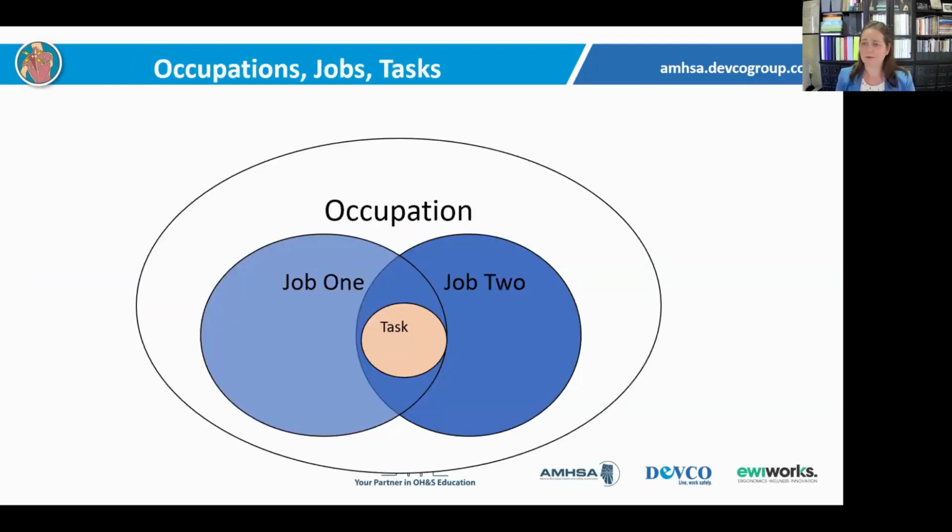We're going to go through quite a few different terms, so I just want to make sure that we're all on the same page. You've got an occupation, which is usually a title that is pretty general and broad. And you might have a few different jobs that fall within one generalized occupation. Then within each job, you've got tasks. Some tasks are similar between jobs and some are pretty different.